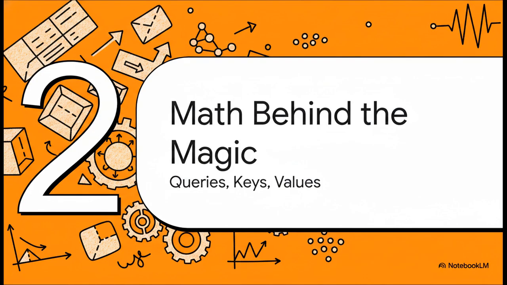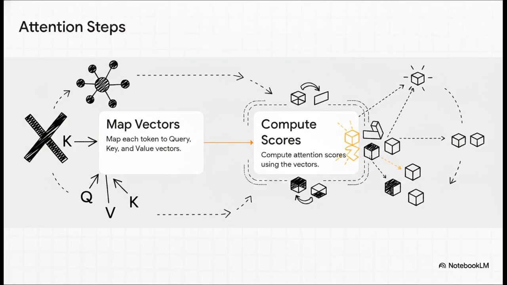Which brings us to part 2, the math behind the magic. Let's talk about queries, keys, and values. So, instead of biological neurons firing, the machine maps each piece of data to query, key, and value vectors. And vectors are really just lists of numbers that represent meaning. Think of it like this. The query is what the system is currently looking for, the key is what a specific token contains, and the value is the actual information that gets passed along if there's a match. By comparing queries and keys, the AI figures out exactly where to point its spotlight.